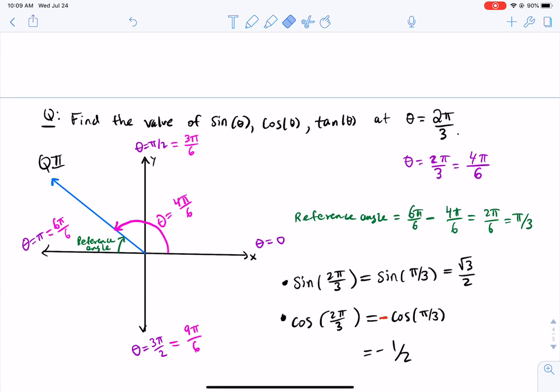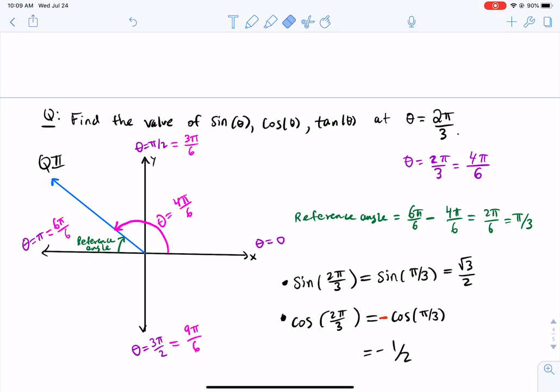I will draw the diagram afterwards. If it's in the second quadrant, the reference angle will be here. So what do we do? We're going to do 180 degrees, or pi, minus the angle that we have. And if it's in the third quadrant, then we're going to do the angle that we're given minus pi or 180 degrees. So we never use 360, right?